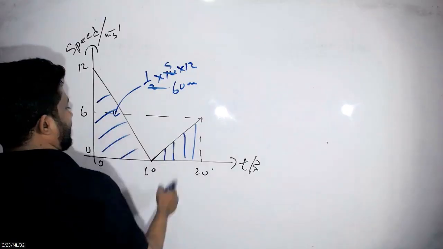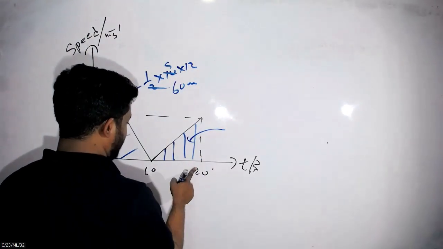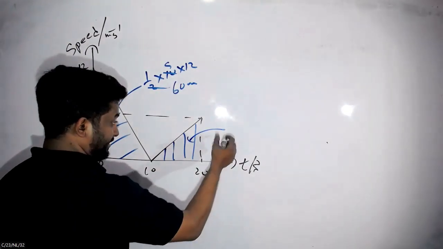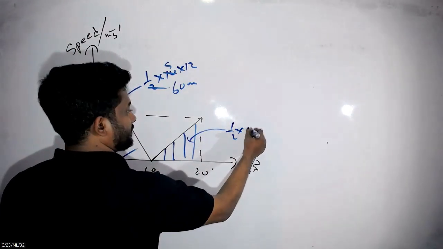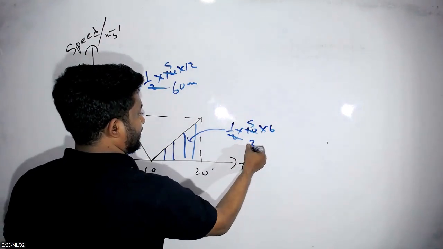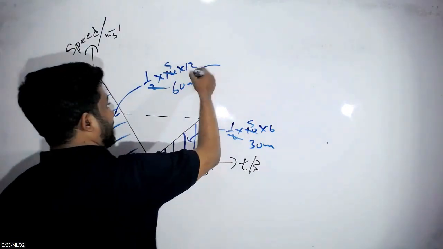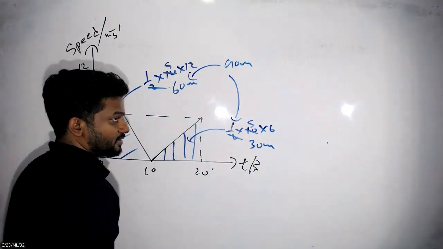That is 60 meters. Distance traveled by the particle during the second time interval, from 10 seconds to 20 seconds, is the area under the curve, half into base 10, altitude 6. 5 into 6, 30 meters. Then you can observe the total distance traveled by the particle during the motion is 90 meters, the sum of the two distances.